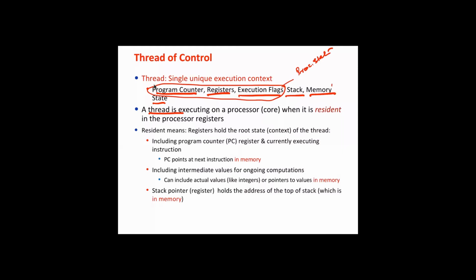A thread is executing on a processor or core when it is resident in the processor registers. So if T1 is running, it means all the registers corresponding to that thread are in use, and these registers contain values corresponding to the thread. These points we have already covered, like the PC.